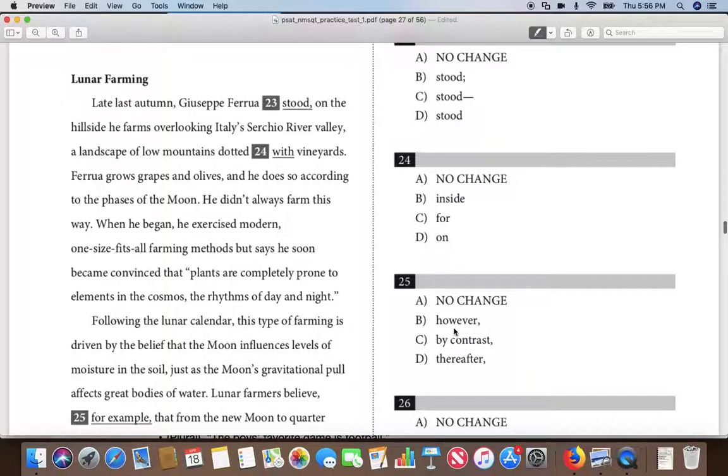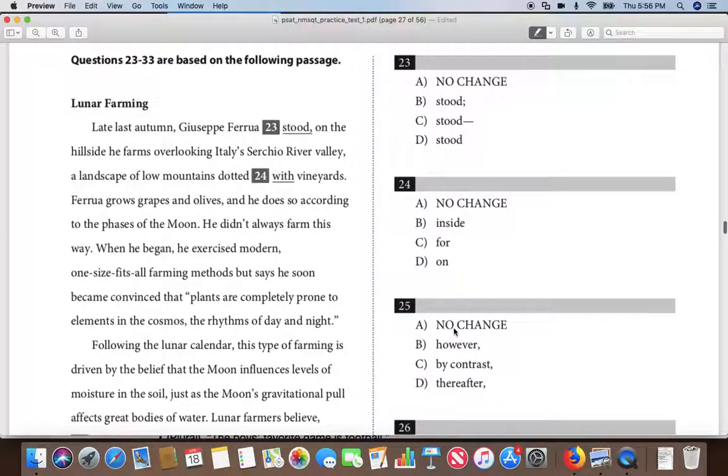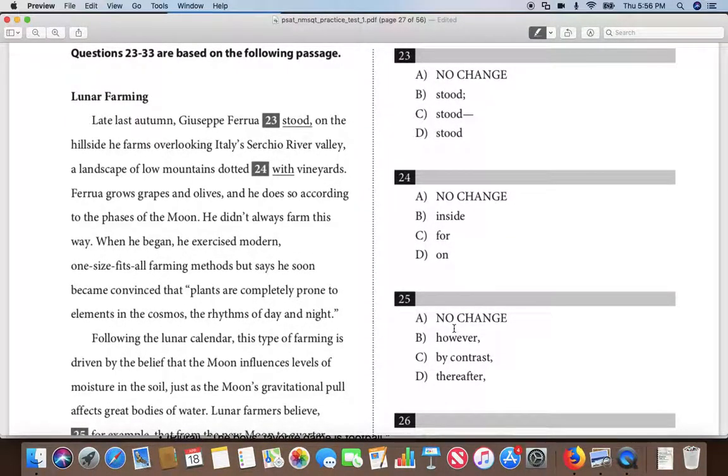Let's keep rolling. Caroline, go ahead and take the next passage. Start with the title. Always read the title of these passages, and we'll address the questions as they pop up. Okay. Lunar farming. Good. Late last autumn, Giuseppe Ferrua. Yeah, so it's Italian here. Oh wow. Okay. But what you said will work.